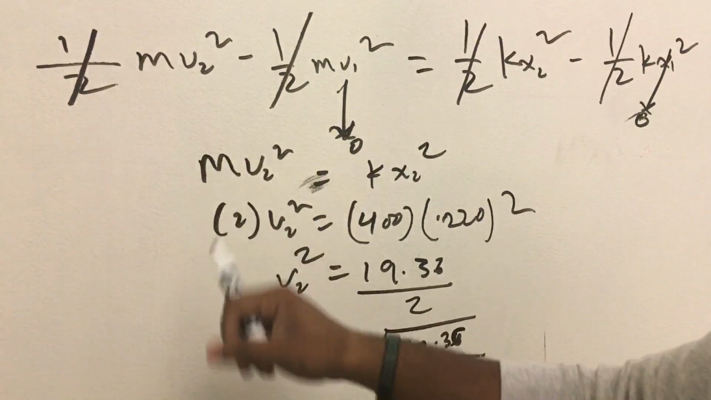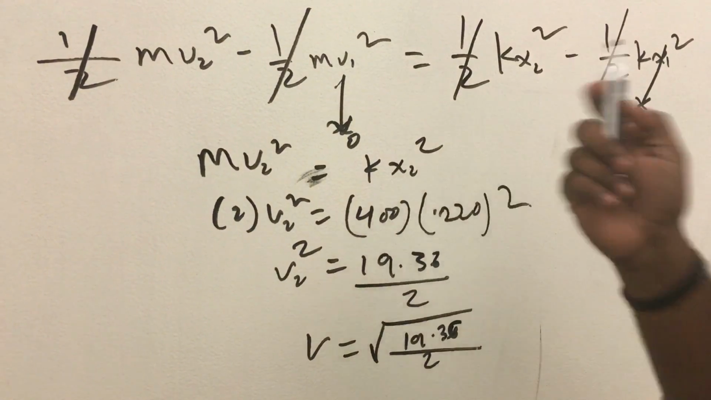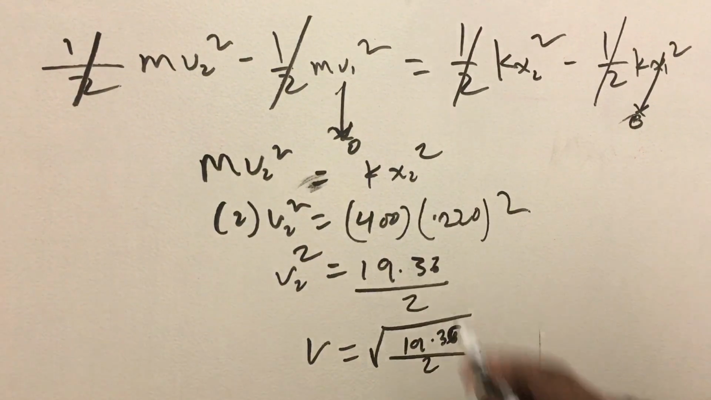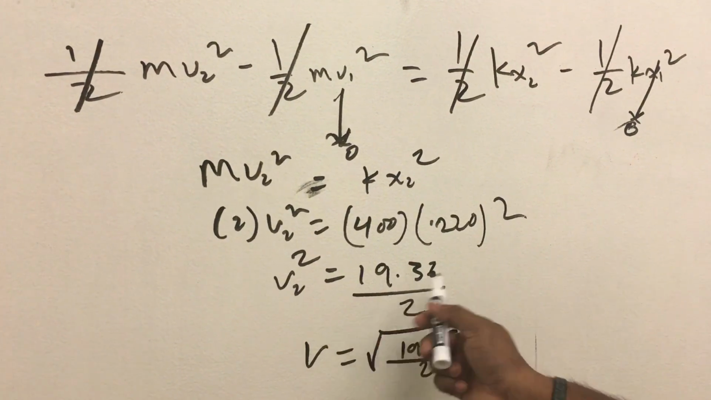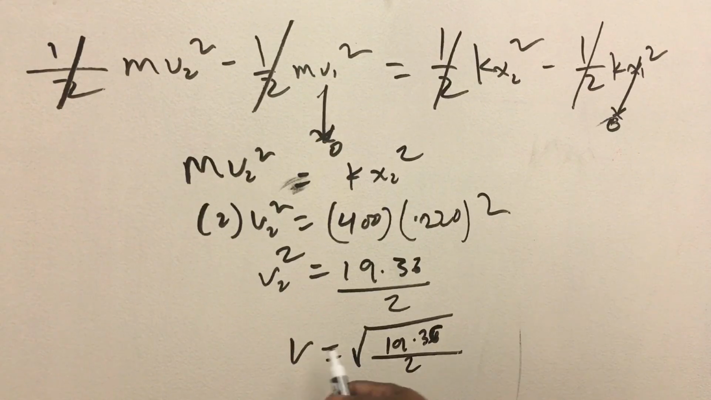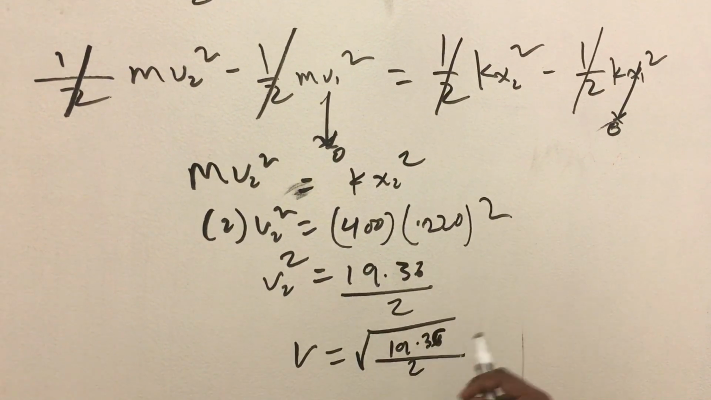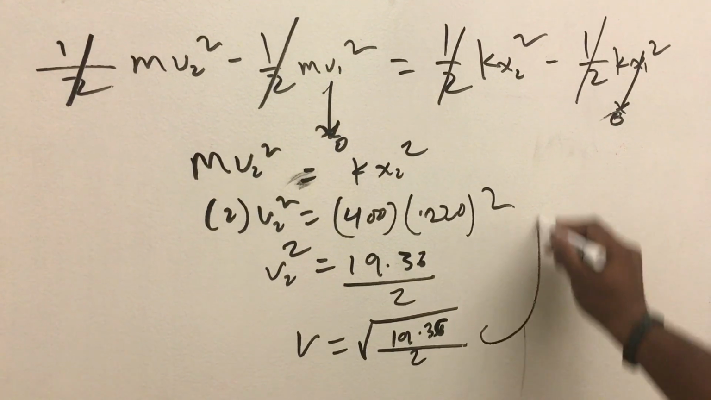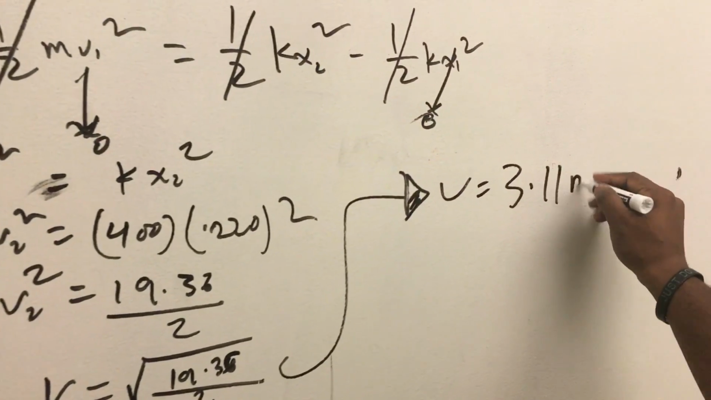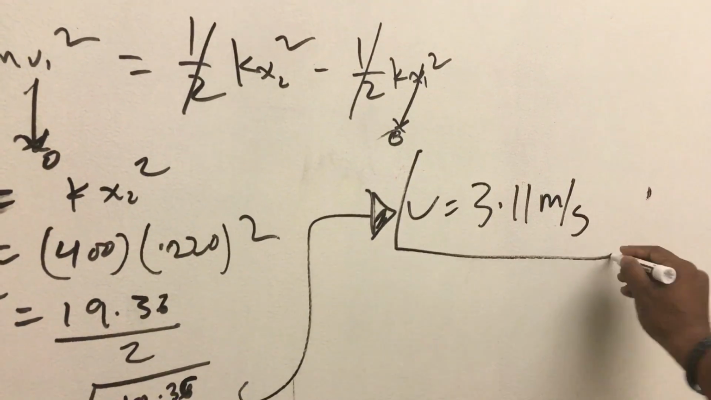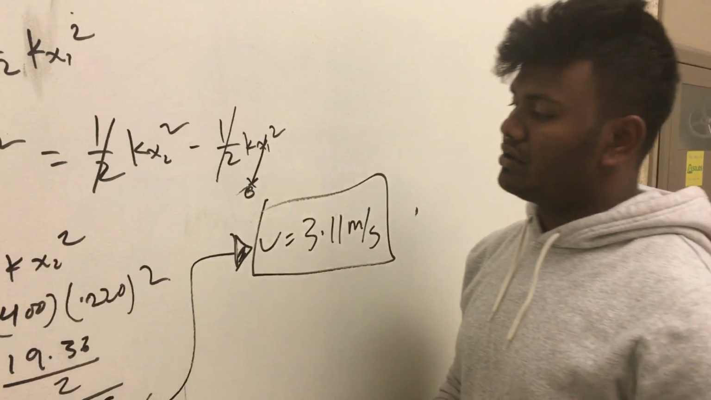So if we plug in all these values for mass and the constant k, also the compressed distance, we have the final velocity squared equals 19.36 divided by 2, and the velocity is going to be the square root of 19.36 divided by 2, and our final velocity comes out to be 3.11 meters per second. And this would be the velocity that the block moves along the horizontal surface.